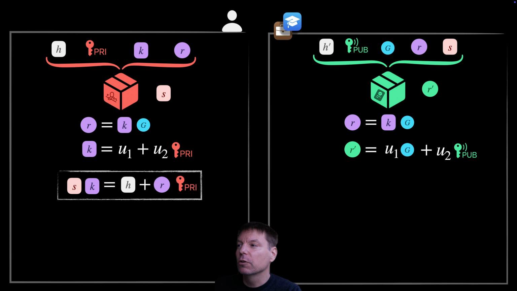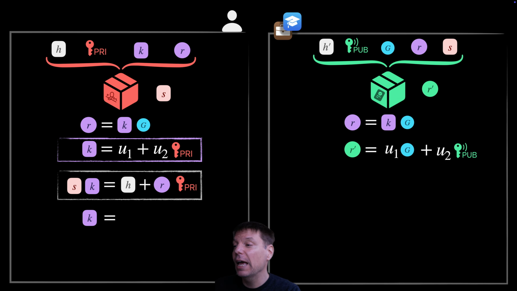Now I want you to focus over in the client. We have this expression for k, u sub 1 plus u sub 2 times the private key. And remember I told you we had that important equation where we had sk is equal to h plus r times the private key. I'm now going to come up with an alternative expression for k from sk. So k I can get by multiplying both sides by the inverse of s. So k is going to be s inverse times the digest plus r times the private key.